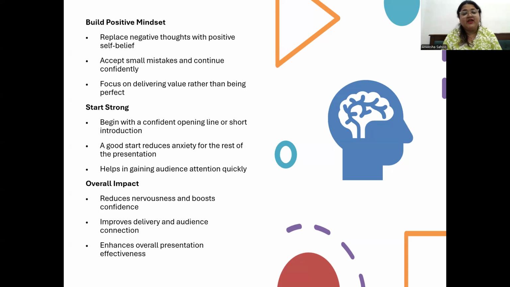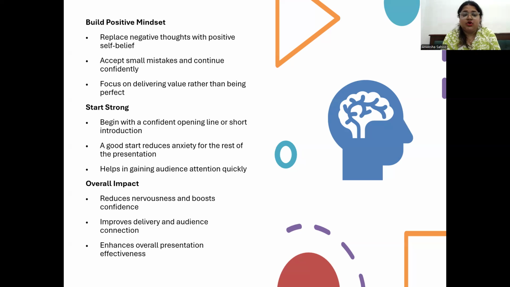Focus on delivering value rather than being perfect. So, you don't have to be perfect. Nobody is here to judge your perfectness. Nobody is here to judge how you speak, your pronunciation. Everyone present as your audience is here to listen to whatever you want to deliver. So the information gathering is important rather than judging you as a perfect presenter.